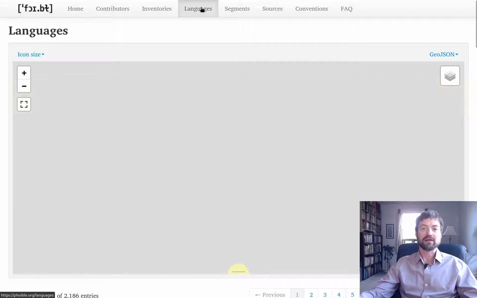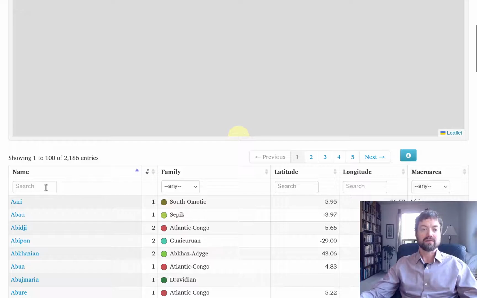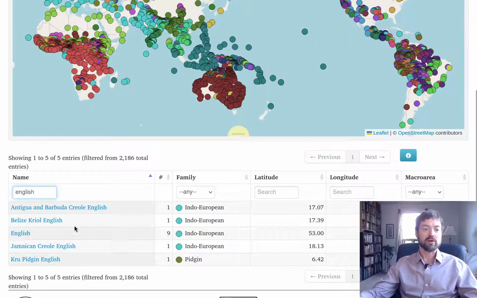I want to take a look at the English sounds and see, out of all the sounds in English, which ones are the common ones and which ones are the weird ones. Okay, so here we have English. You can see it's listed. It has 9 different inventories given. You can see it's part of the Indo-European language family. It's given its coordinates on a single spot, which is located in England as its home spot. And you can see some other versions, some other languages too.